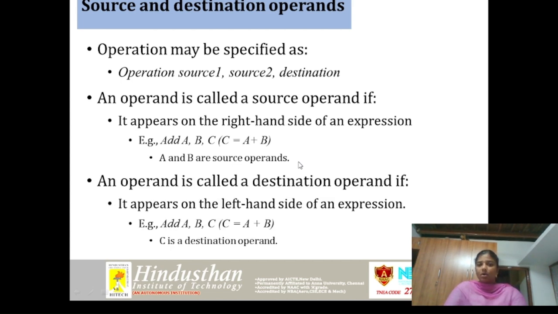An operand is called a destination operand when it is used as a destination. In this, we are going to add A and B, and store the result in C. So in this type, C is acting as a destination operand, and A and B are known as source operands.